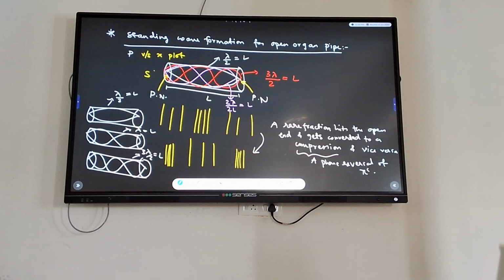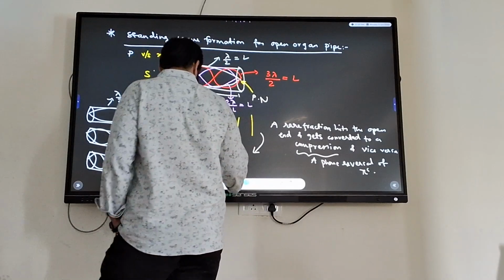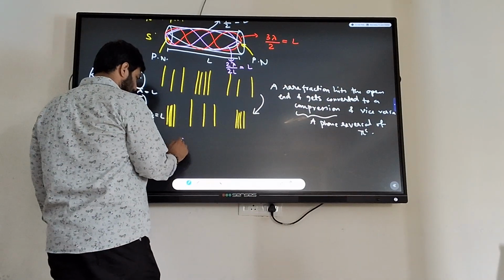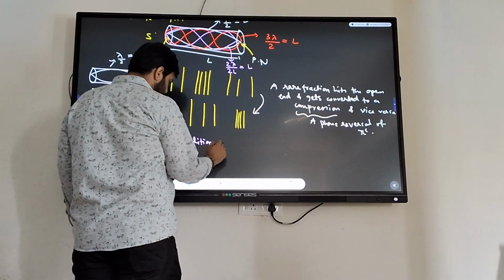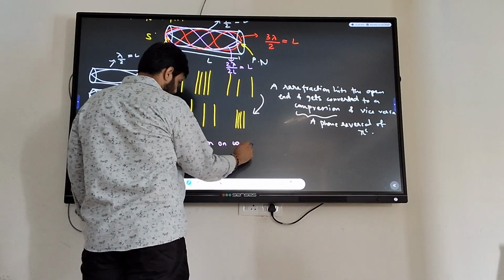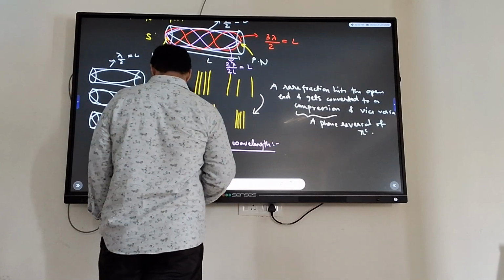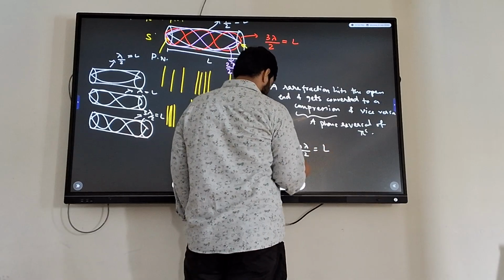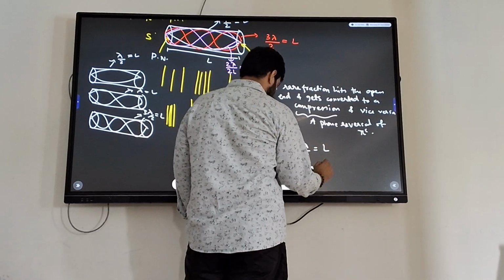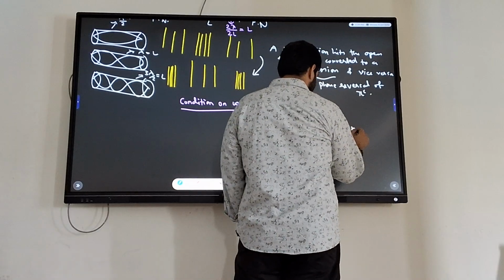So let me write the conditions. कंडीशन क्या है बताओ? What is the condition on n? N lambda by 2 is equal to L, or wavelength of the nth mode is 2L by n, and n can start from 1, 2, 3, na?